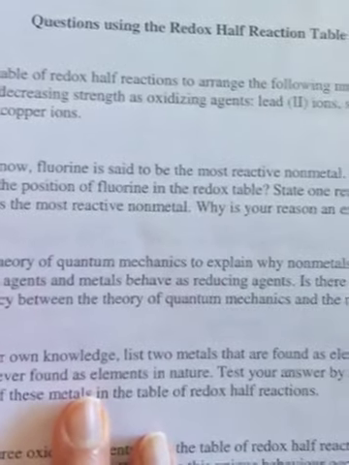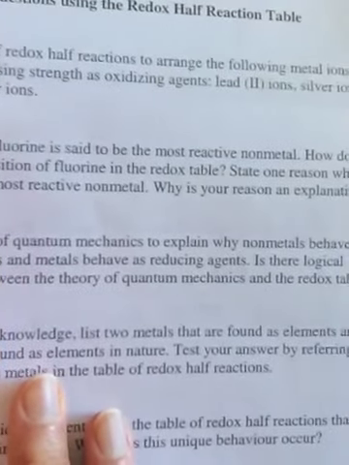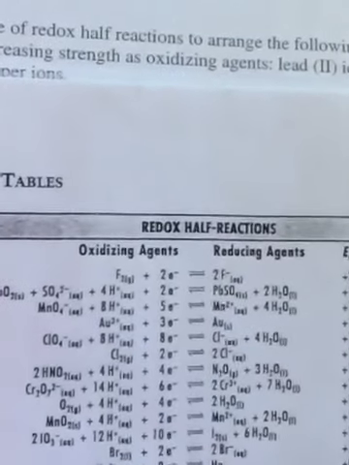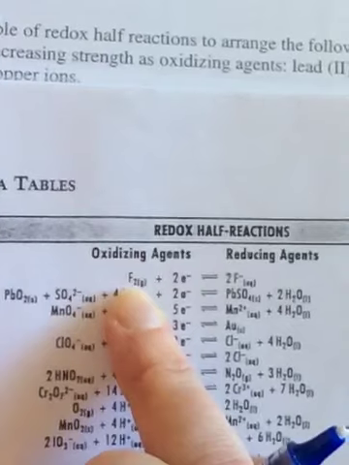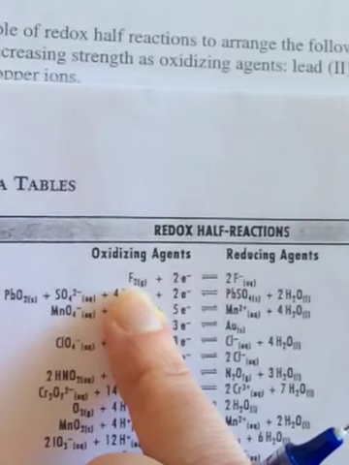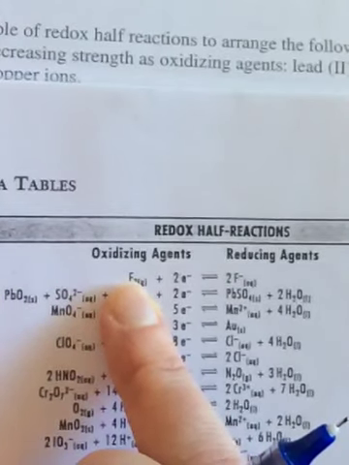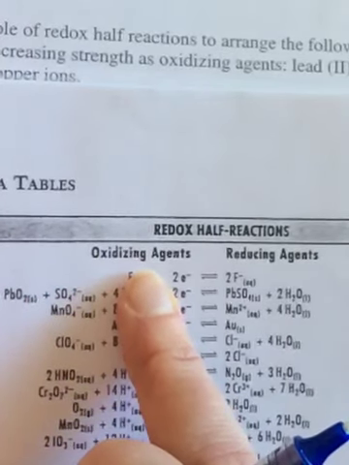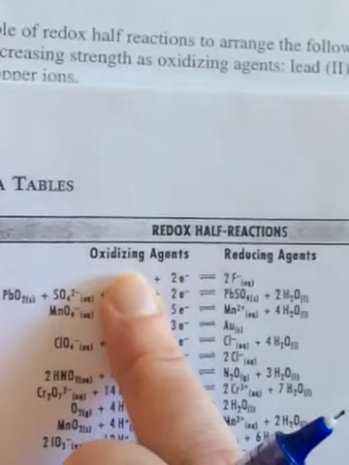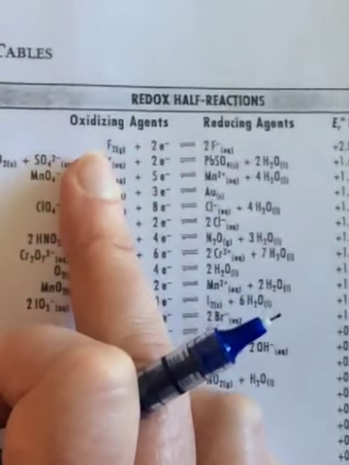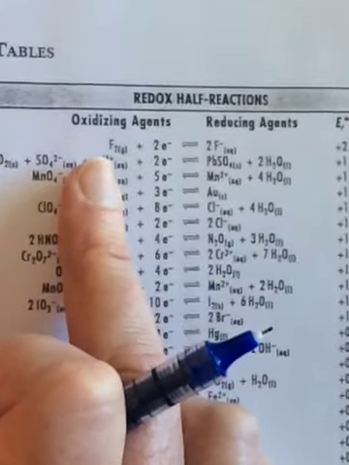Number 2. As you know, fluorine is said to be the most reactive nonmetal. How does this relate to the position of fluorine in the redox table? So if you look for fluorine in the redox table, you will find it as the strongest oxidizing agent. That makes sense, right? If it's at the very top of the oxidizing agents, it means that any reaction that F2 is involved in, the OA is going to be above the RA because every RA is below it. So it's always going to be spontaneous in every reaction that it's in.